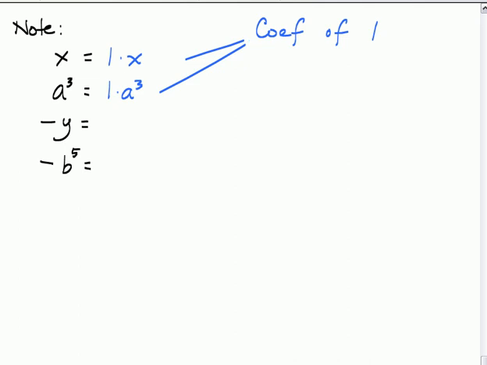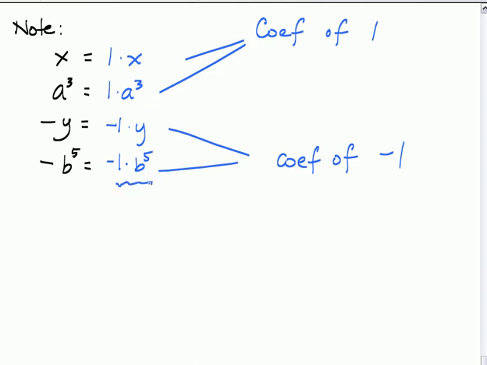Negative y. Well, I don't see a number in front, but there is that negative sign. What do you think the coefficient is? Yeah, negative 1 times y. It has a coefficient of a negative 1. Likewise, negative b to the 5th is the same way as writing negative 1 times b to the 5th. There is nothing wrong with writing that 1 in front while you're working through it to remind you that that 1 or negative 1 is there. But mathematicians, we like to write those expressions like that.